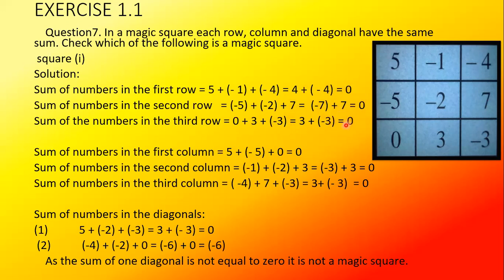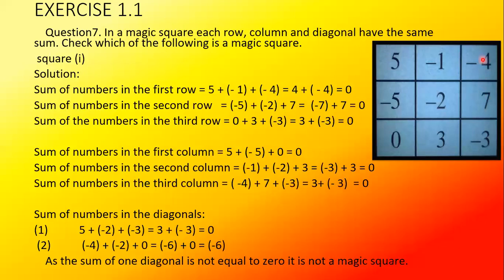Now we will consider the columns. First column: 5, -5 and 0. 5 plus -5 is 0, 0 plus 0 is 0. Okay, second column: -1, -2, 3. First you add the first two integers. -1 plus -2, both are negative, so we add and give the negative sign. The answer will be -3. -3 plus the third integer, 3. -3 plus 3 is equal to 0.